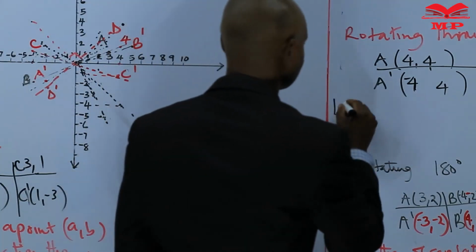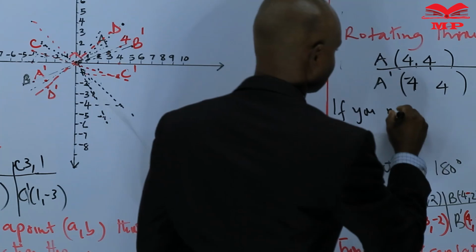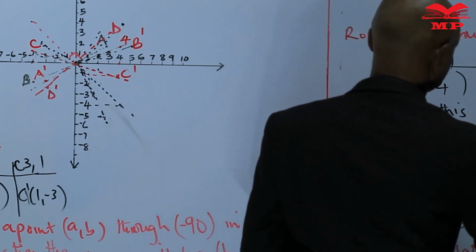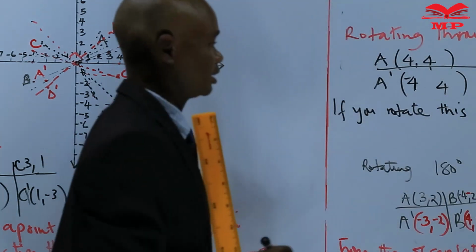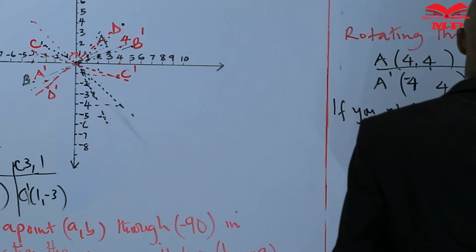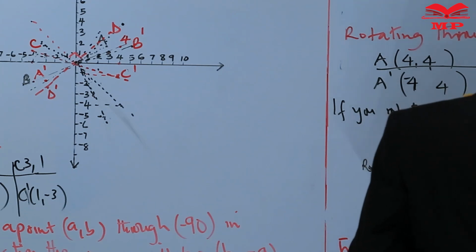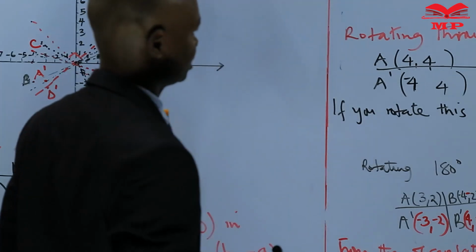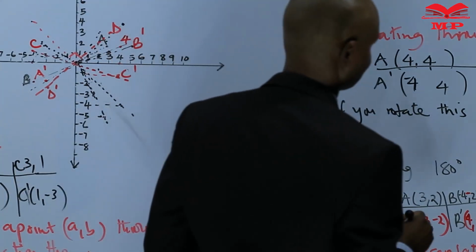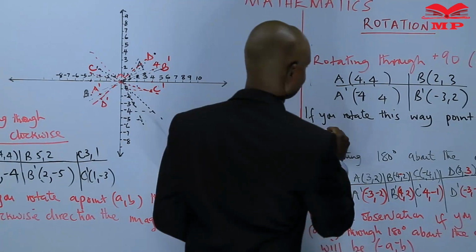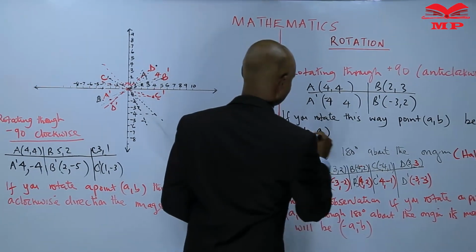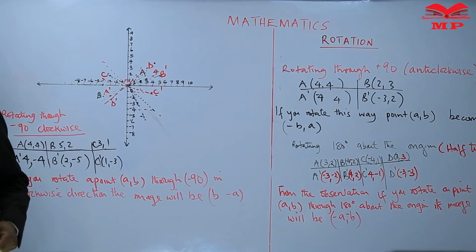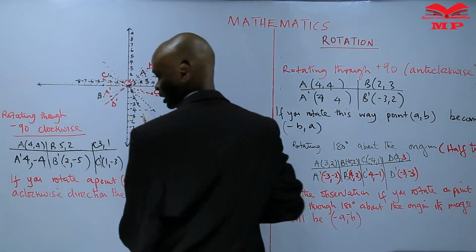So it shows if you rotate this way in an anti-clockwise direction, point A, B becomes minus B, A. Your point A, B becomes minus B, A.